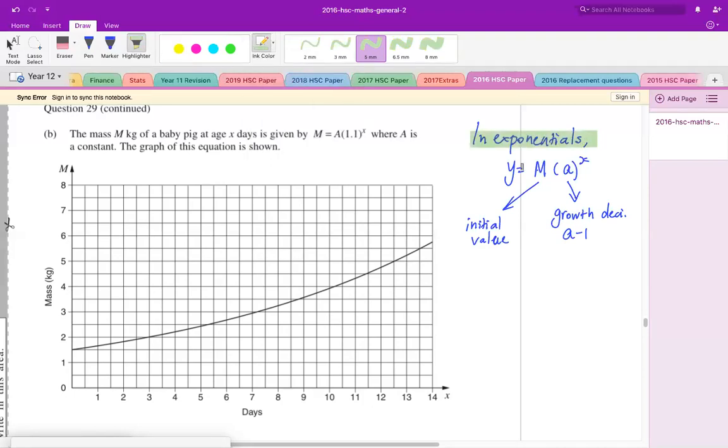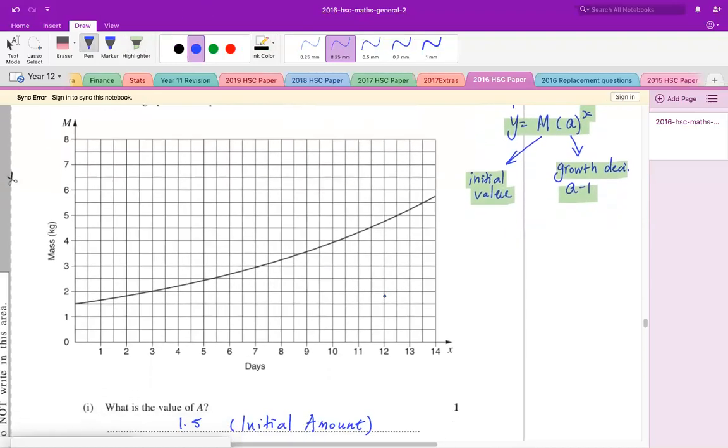And I would like you to copy this down as well. So the number in the front is the initial value. And then a minus 1 is the decimal of the growth rate.